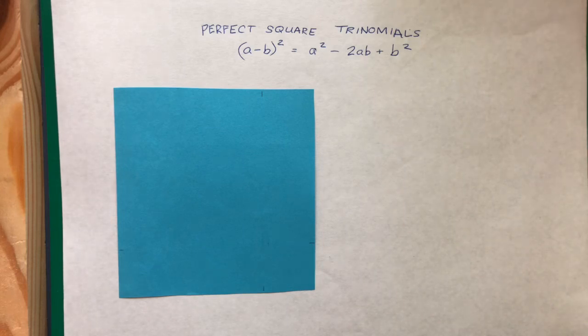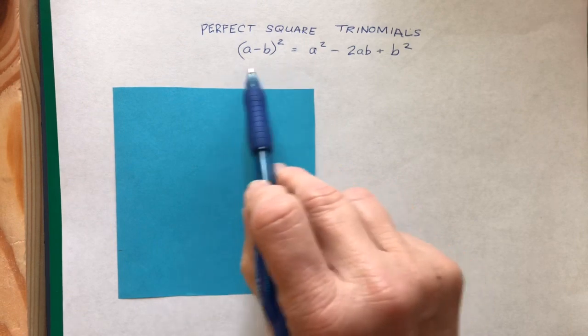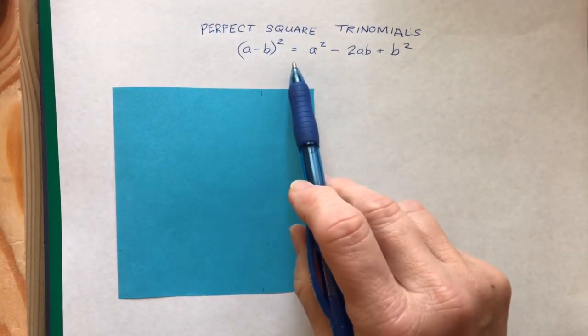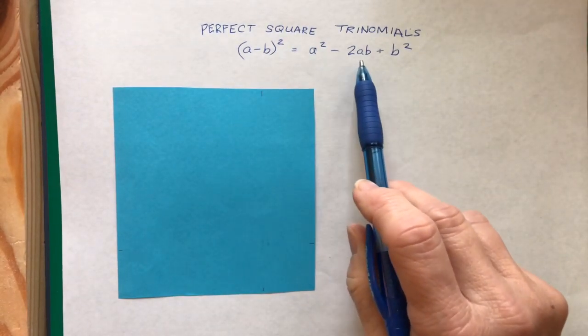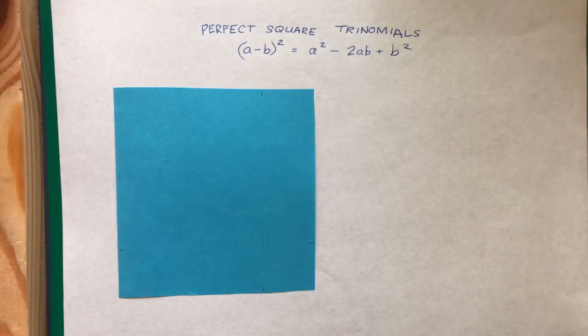Let's look at another area model for perfect square trinomials. We have the equation (a minus b) quantity squared equals a squared minus 2ab plus b squared. And that's a formula we can remember. But where do we get that formula?